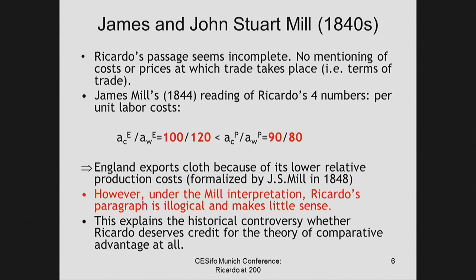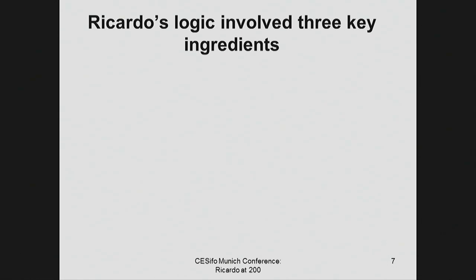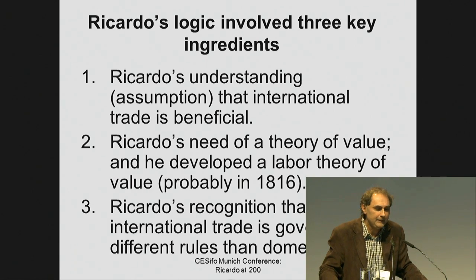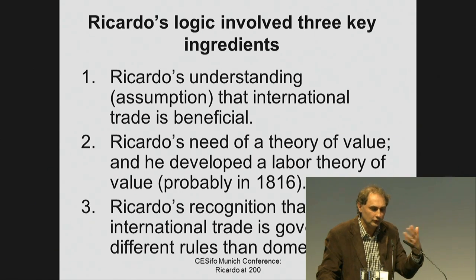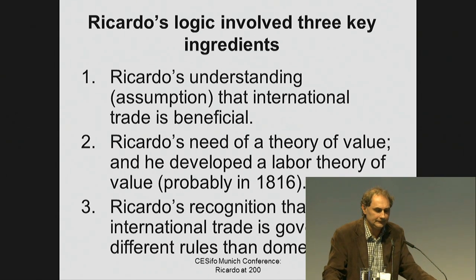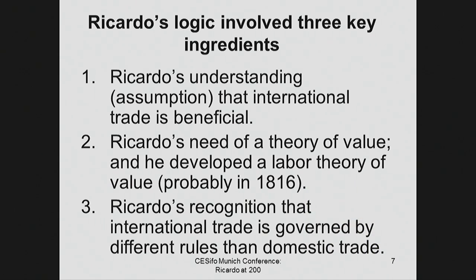But if you interpret the logic a bit differently, and it turns out that under certain circumstances they both have a similar interpretation, then we actually get a more exciting formulation. There are 3 parts in Ricardo's logic, looking at what the historians of economic thought who looked carefully at the passage found. First, Ricardo understood that international trade is beneficial. This is one key part of what we consider gains from international trade. This was quite intuitive for me.